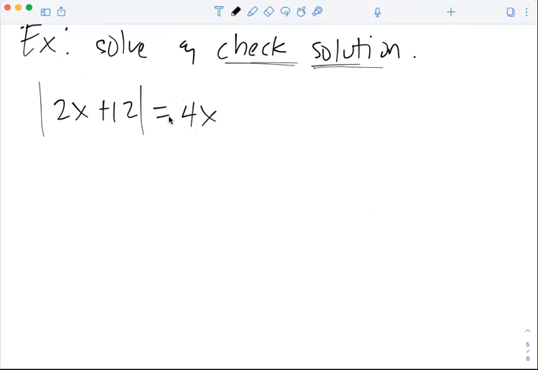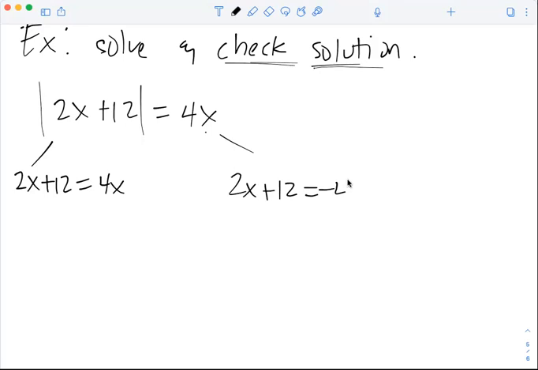This one looks a tad different than the ones with absolute values on either side, or the one with just a number on this side. But the beginning steps are essentially the same: we're going to break away the bars and set up our two equations, one with positive 4x and the other with negative 4x. We'll solve. So we need to subtract 2x, and we get 12 is equal to 2x, or x is equal to 6.